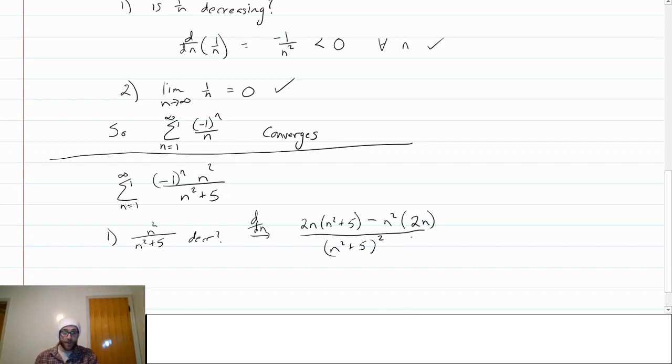Okay, so the bottom is always positive. So what we need to know is: is this top positive or negative? When we simplify this, we get 2n times n squared minus n squared times 2n. Well, that's 0. So we have 10n over something positive, which is actually positive. So the alternating series test is inconclusive.